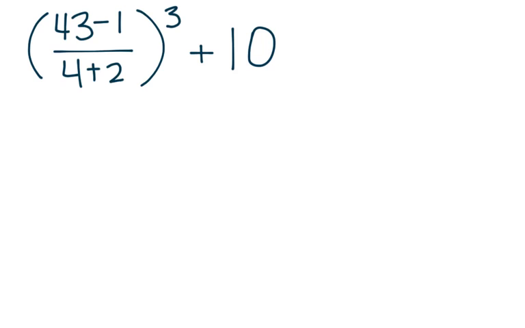So do your PEMDAS first. Remember, fractions are just another way of writing division. So this is actually saying 43 minus 1 divided by 4 plus 2 cubed. We're inside our parentheses and we're going to follow our order of operations.